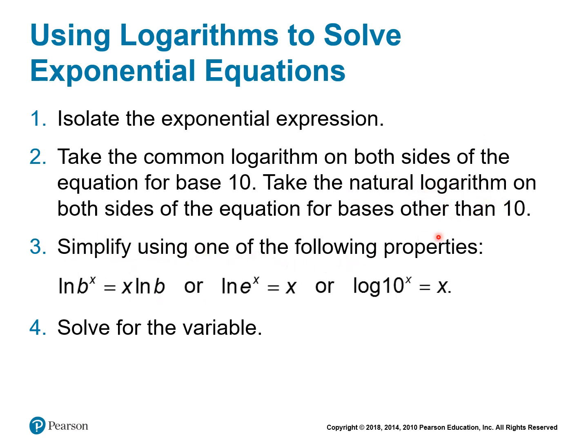Simplify using one of the following properties, and these, as you can tell, are the power rule. ln b to the power x equals x times ln b, or ln e to the power x equals x, right? Because ln e is 1, or log of 10 to the power x equals x, and then we solve for the variable. All right, I understand that it was not too easy to follow what's going on here, so let's go on to an example and see how we can make this work.